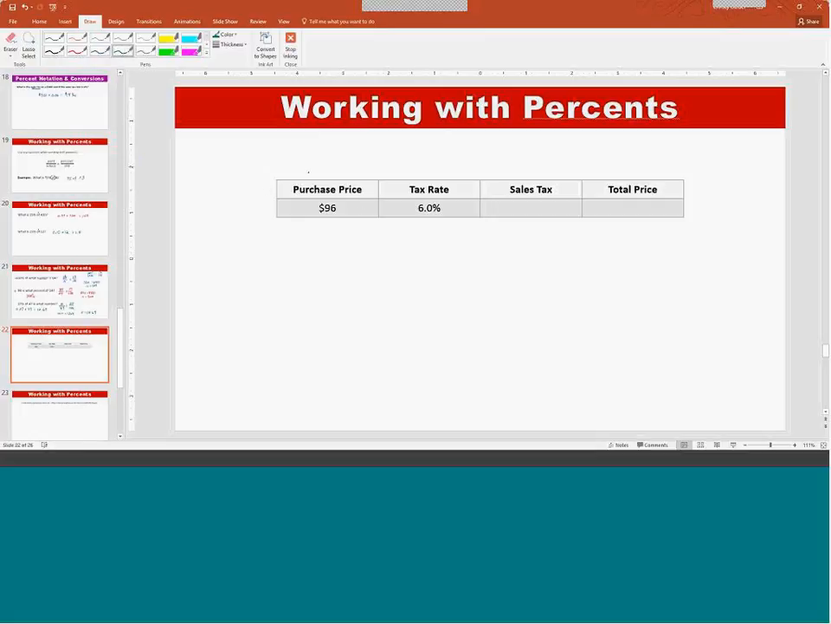All right, you've got something that has an original purchase price of $96, and the tax rate is 6%. So how much sales tax are you going to pay on a $96 item purchase, and what's the total price that you're going to pay? First of all, you're going to multiply 96 times 6%, or times 0.06, and you're going to get a sales tax of $5.76 when you do that. To find the total price, you simply add the tax and the purchase price, and you're going to get $101.76.